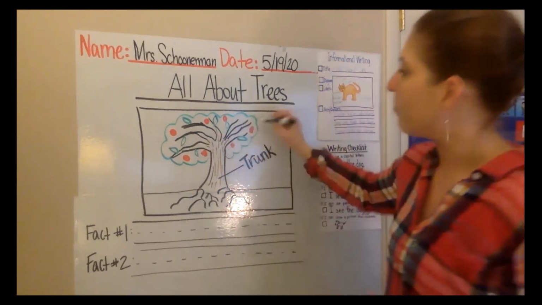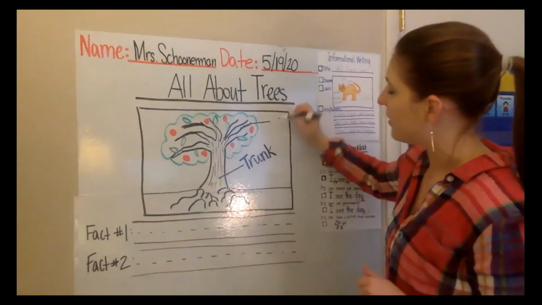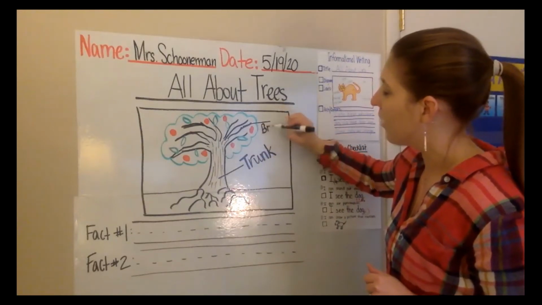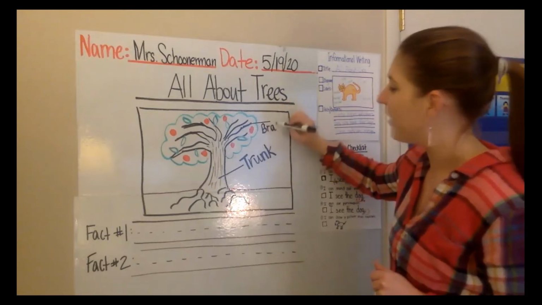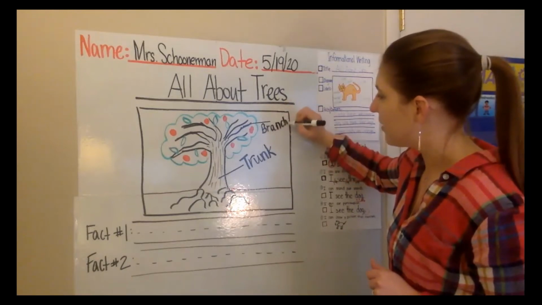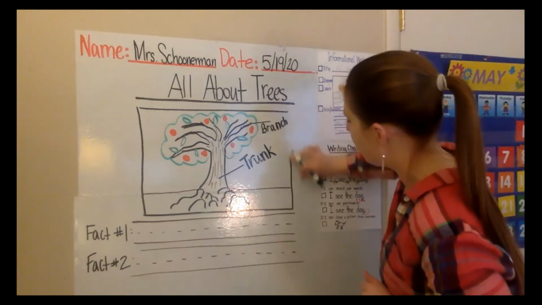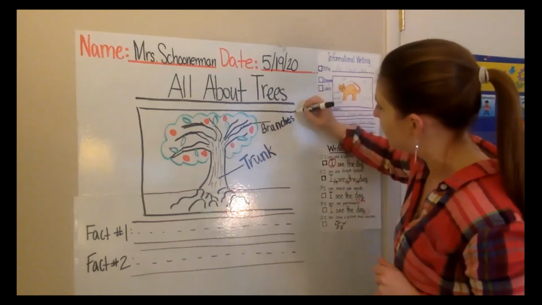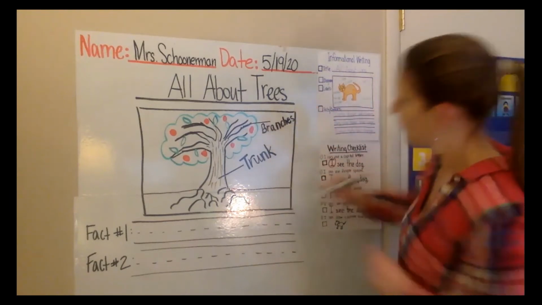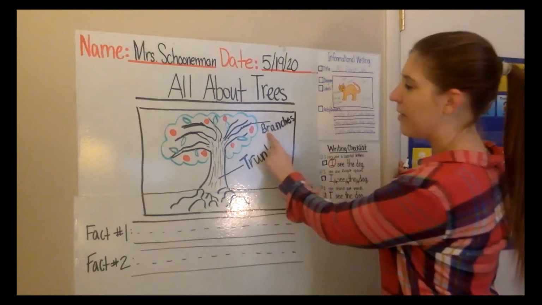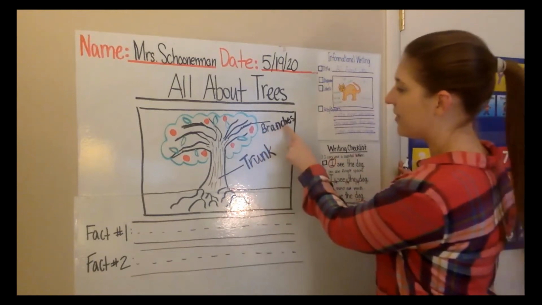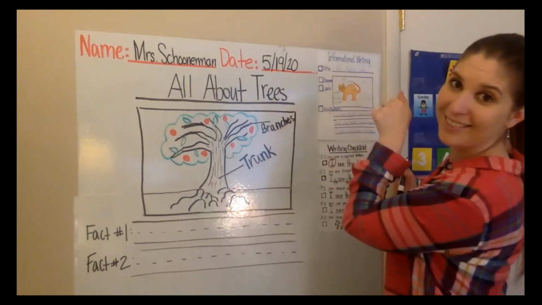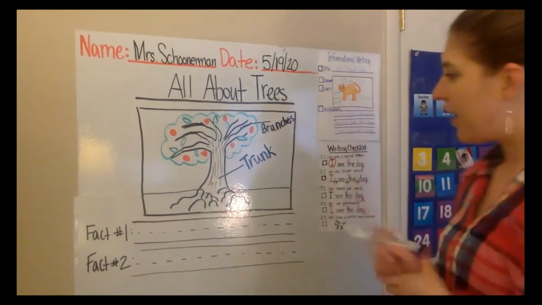We also have branches. Let's label the branches. And branches. I gotta make my picture bigger. Oh my goodness, I ran out of room. Branches. If you can't see that, it's spelled B-R-A-N-C-H-E-S. Branches.